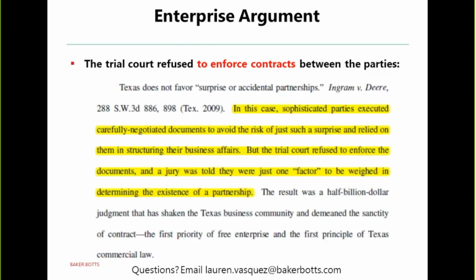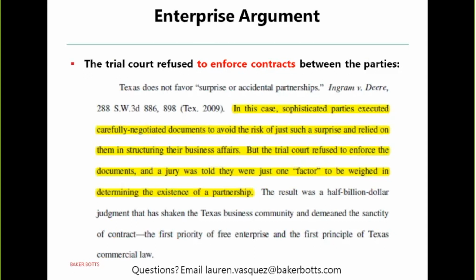So first we go to Enterprise's brief, and Enterprise frames this as a trial court's refusal to enforce an unambiguous contract between the parties. Enterprise says that these are two sophisticated parties, we exercised our freedom of contract, and we bargained for protection against exactly this type of risk. That is, that a jury would come in and tell us whether or not we're in a partnership.